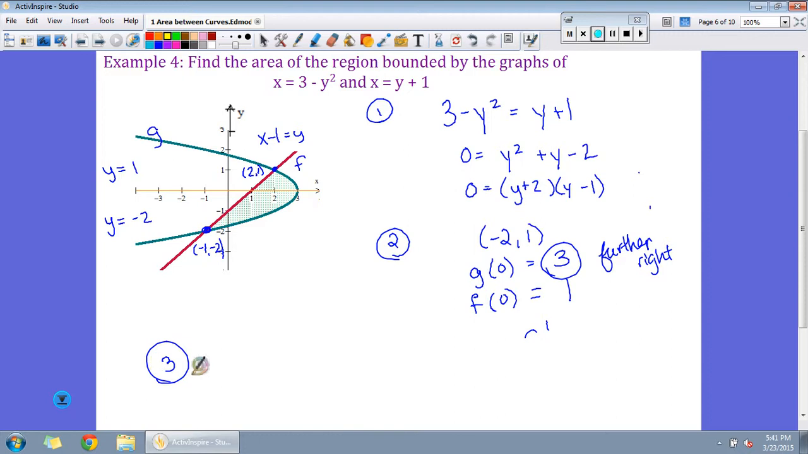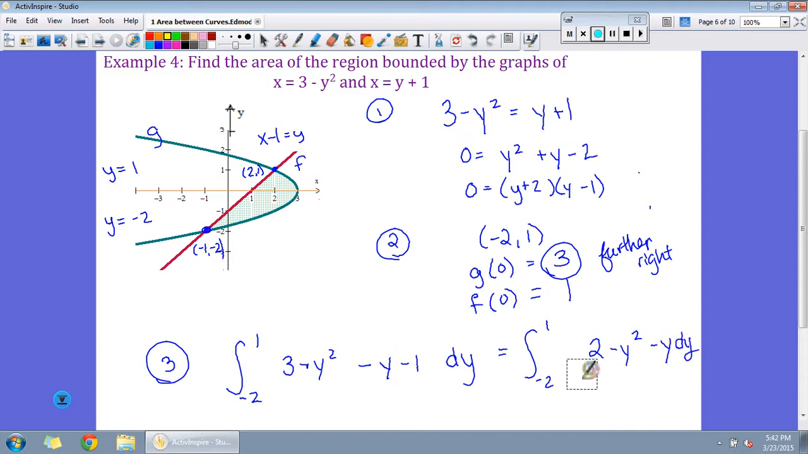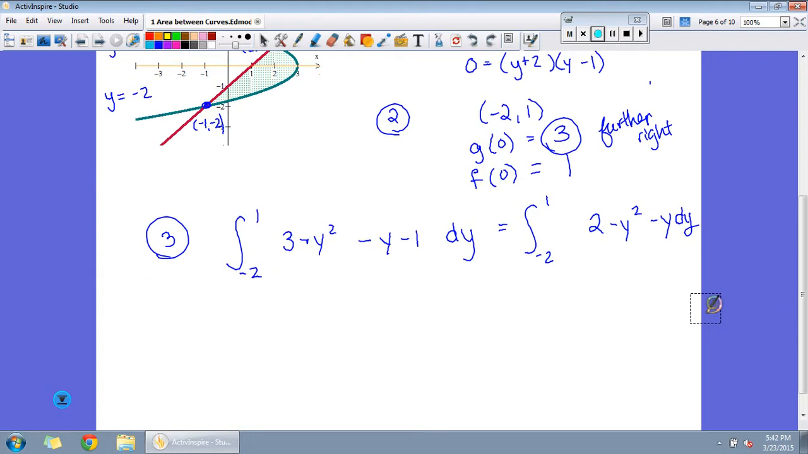Okay, so then we're going to look at the definite integral. The y values go from negative 2 to 1. The quadratic is further to the right, so we'll put that first. And we're subtracting the linear function, y plus 1, dy. When you combine like terms, you get negative y squared minus y plus 2. And we've already integrated one very similar to this, same antiderivative, etc. So the area is going to be 9/2.